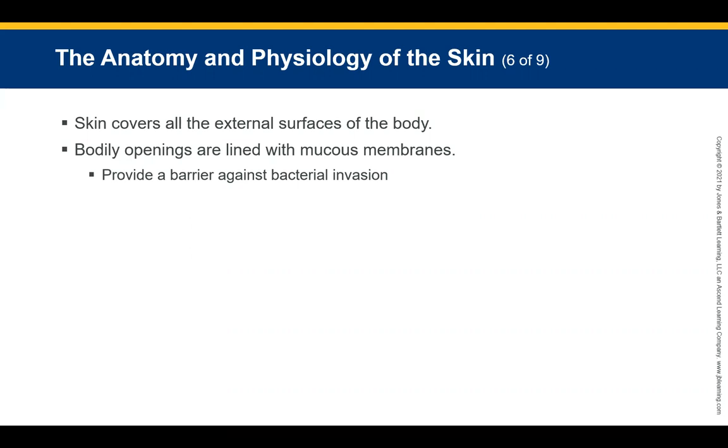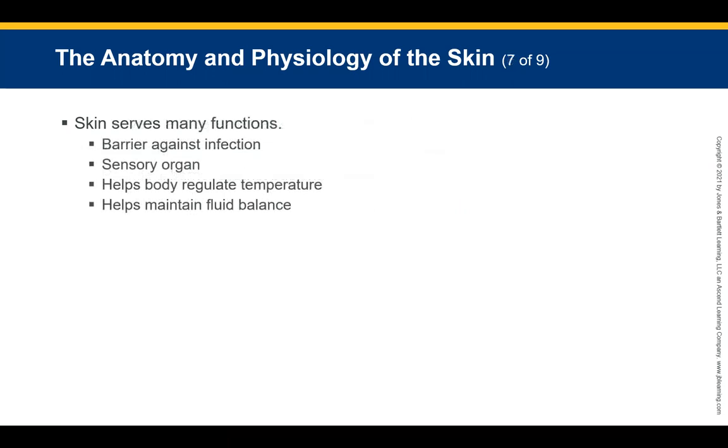So mucous membranes are just as important as a protection layer as the skin is. So the physiology: skin serves many functions. Well, we know that. Again, it's a barrier for infection. It is a sensory organ because we're able to touch and feel. The hair on our arms, we're able to feel when stuff touches us through that way.